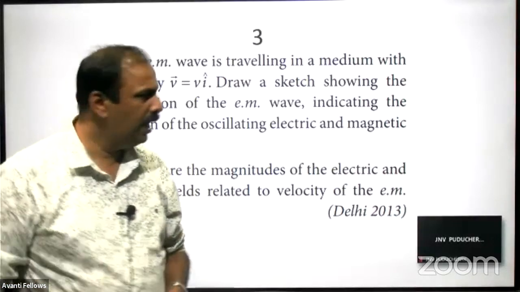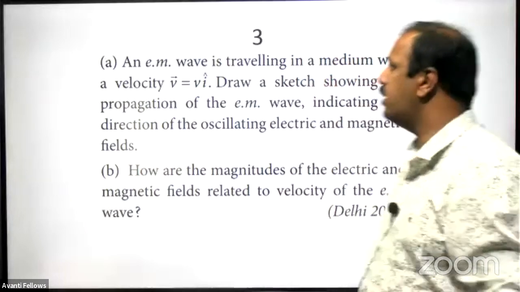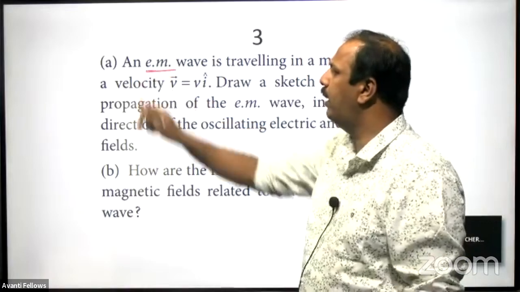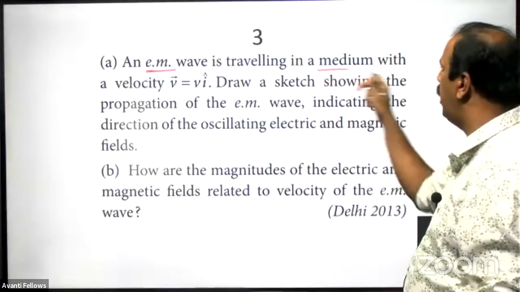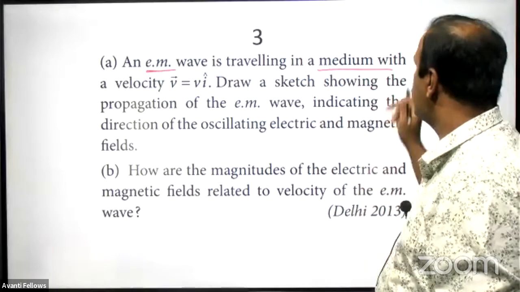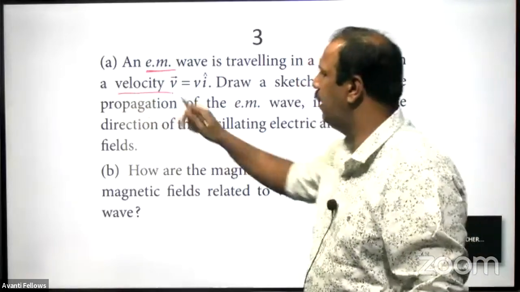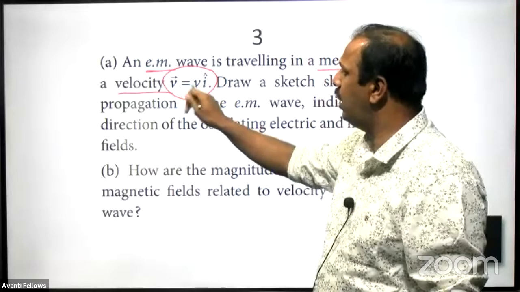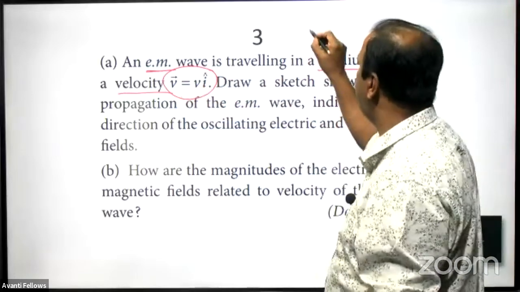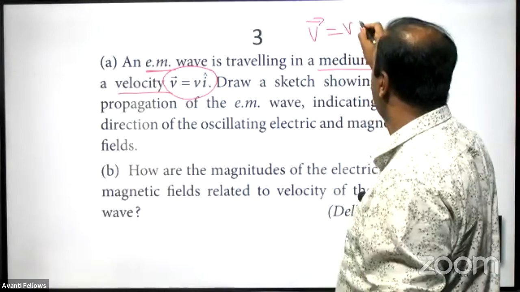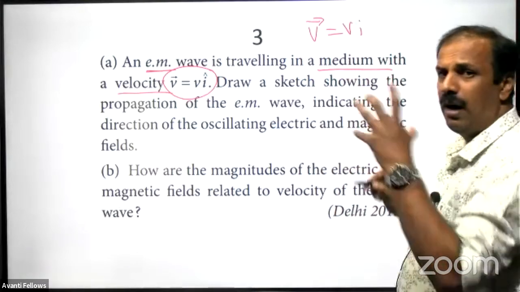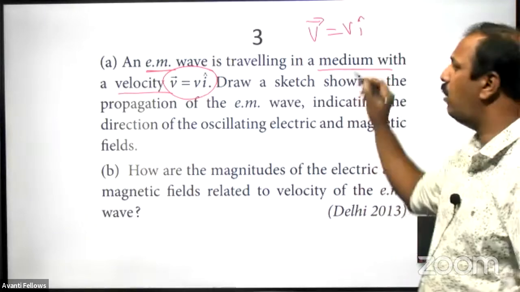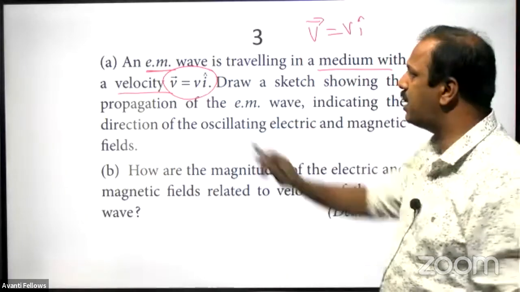Now we are going to another question. Here you see an EM wave, that is an electromagnetic wave, is traveling in a medium with a velocity vector v equal to v i. What is the meaning of that when you write vector v equal to v i? Its meaning is the wave is moving along direction i, that is along the x-axis. So the direction of propagation of the wave is along the x-axis. That's why it's written as v i.